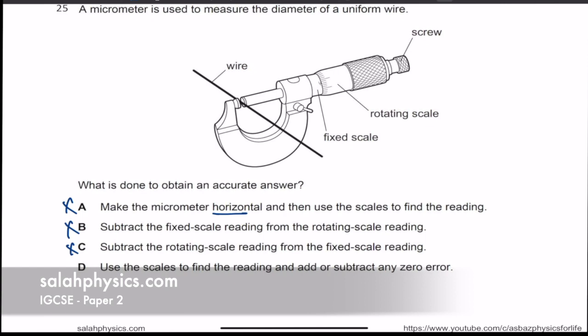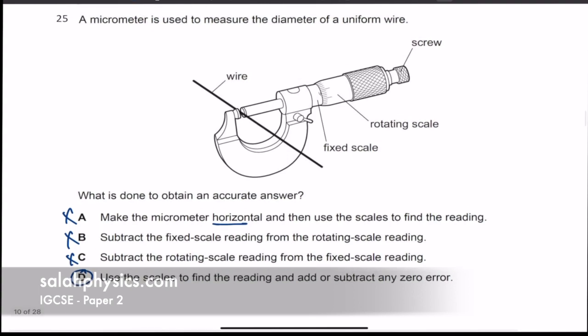Use the scales to find the reading and add or subtract any zero errors. This is what we usually do. We're going to add the readings in the 2 scales. Then if we have zero error, we need to adjust it. This is the idea. So I'm going to go to option D.